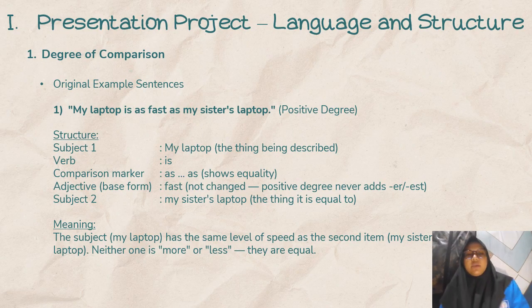The subject two is my sister's laptop. The thing is equal to. So the meaning is the subject, my laptop, has the same level of speed as the second system, my sister's laptop. Neither one is more or less, so they are equal. Okay, next.